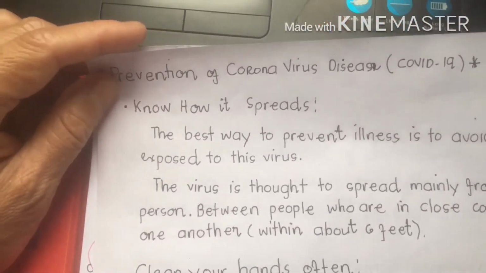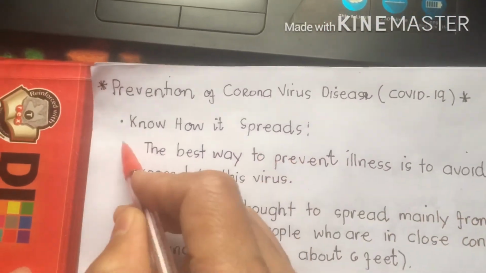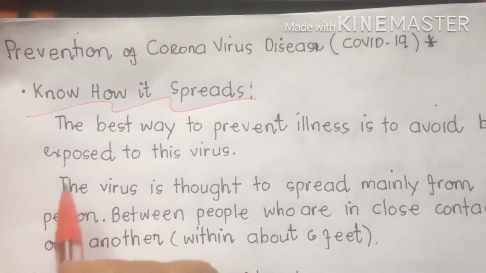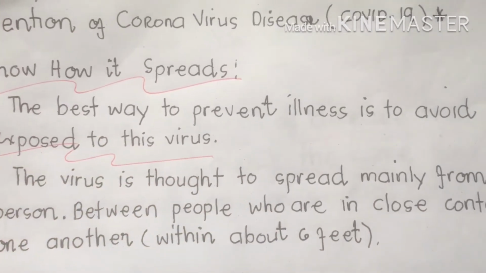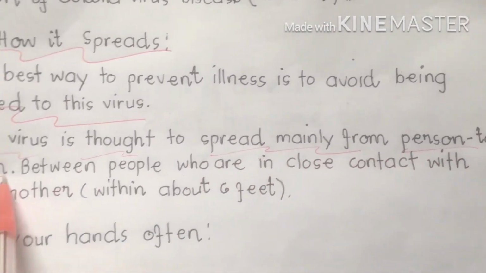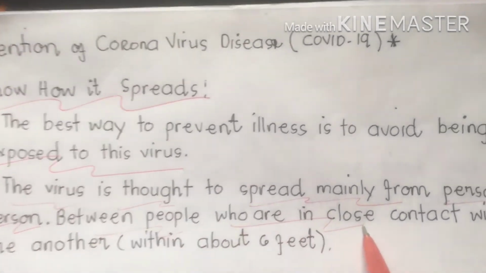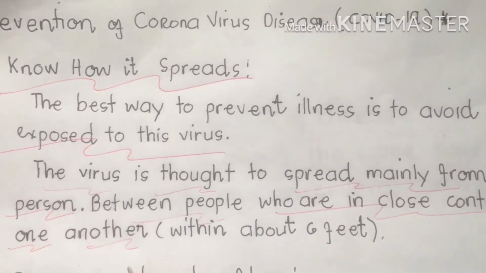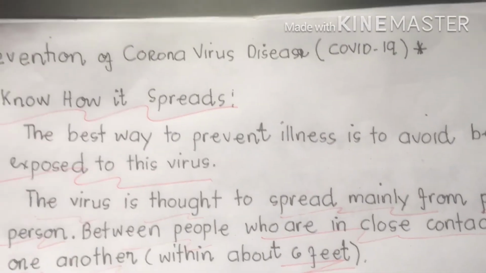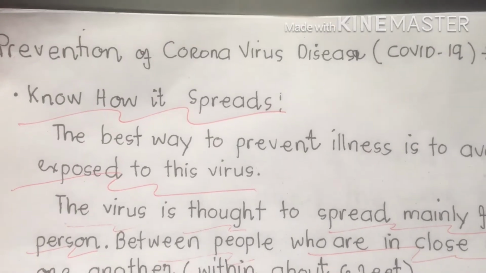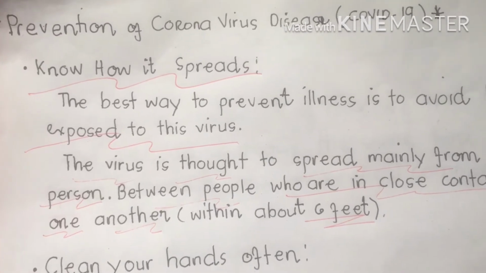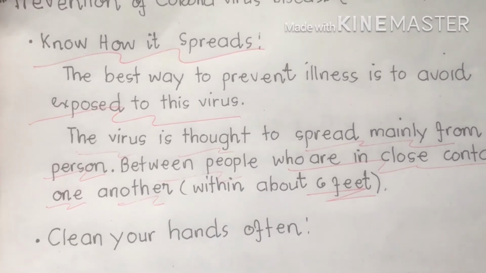The first prevention we have: know how it spreads. That means the way to prevent illness is to avoid being exposed to this virus. This virus is thought to spread mainly from person to person, between people who are in close contact with one another, within about 6 feet. So that's why our program today first has distance from each other. We have proper distance to avoid spreading this type of virus.